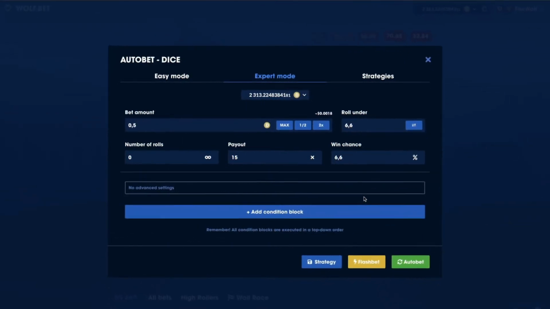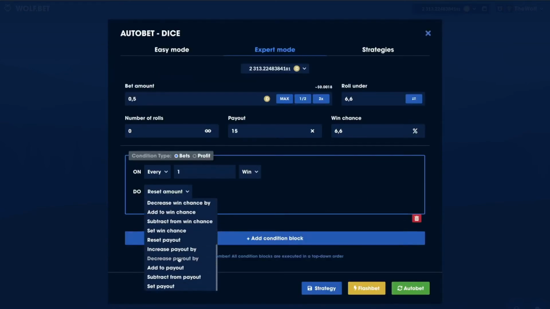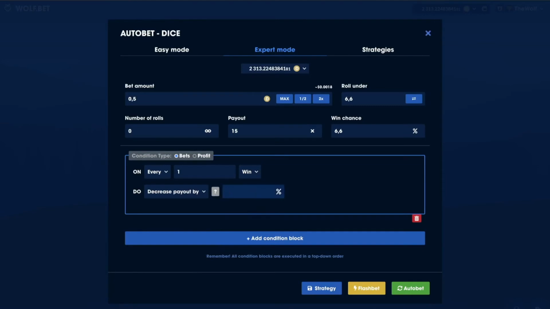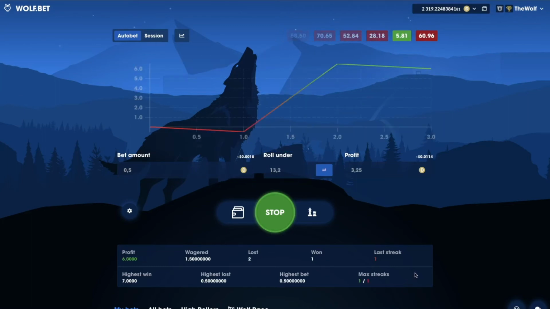This also works the other way around. Let's say you have a payout of 15x and you want to decrease it by half every 1 win for example. Simply select Decrease Payout by and type 50%. Now, every 1 win, the payout is decreasing by half.